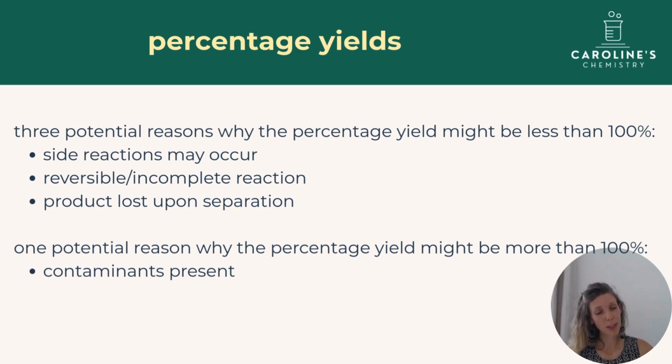The final bit here is if the percentage yield is more than 100%. Now, they don't ask this very often. I've seen it like once in 10 years. But it's possible that they could ask this because it has cropped up. So one reason why it might be more than 100% is because we have contaminants present. So we don't have a pure product. Actually, there is something else in there contaminating it, making the mass look more than it should be.